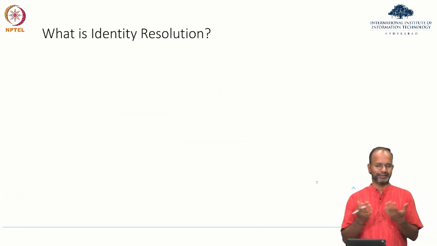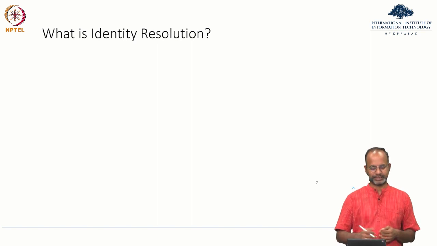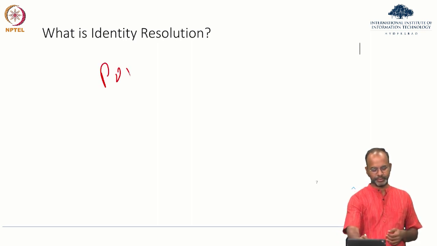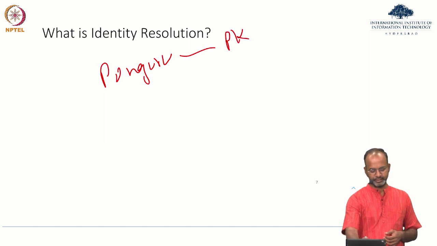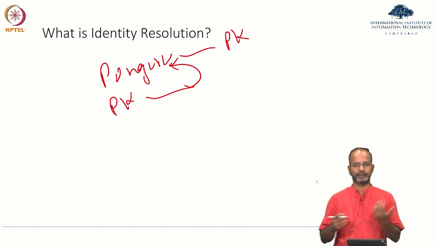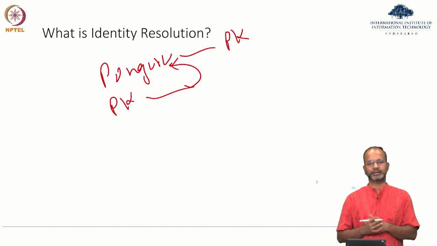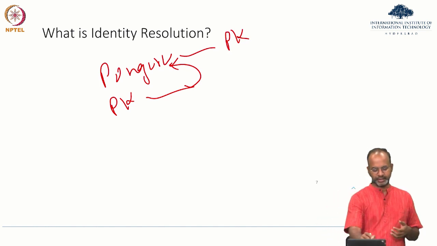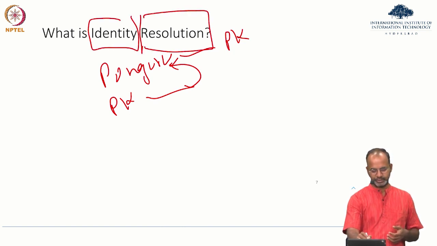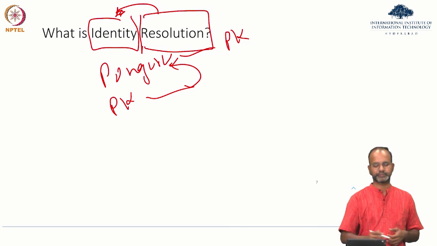So identity resolution is basically what I said, which is going from Ponguru to PK, or given PK, go to Ponguru. Any of these combinations. The basic idea is I want to resolve the identity of a given user.